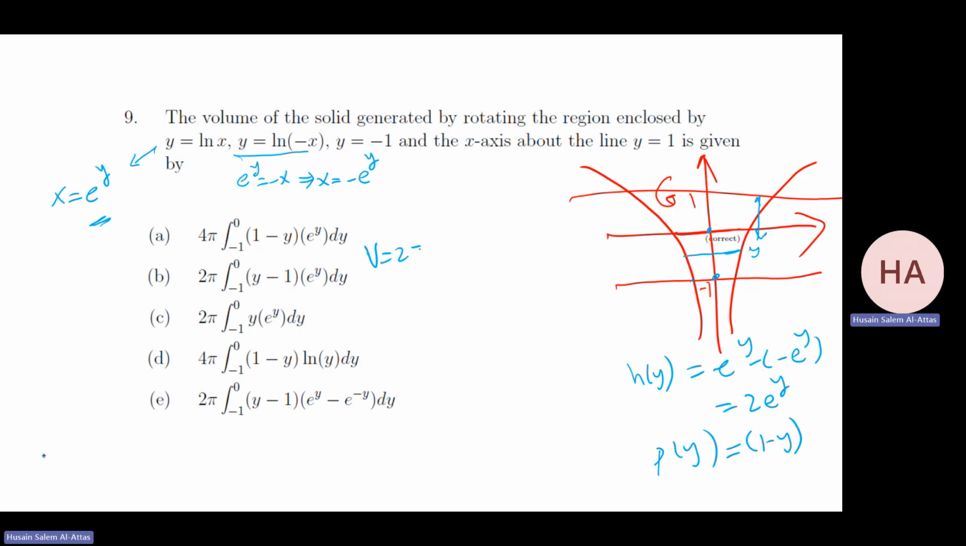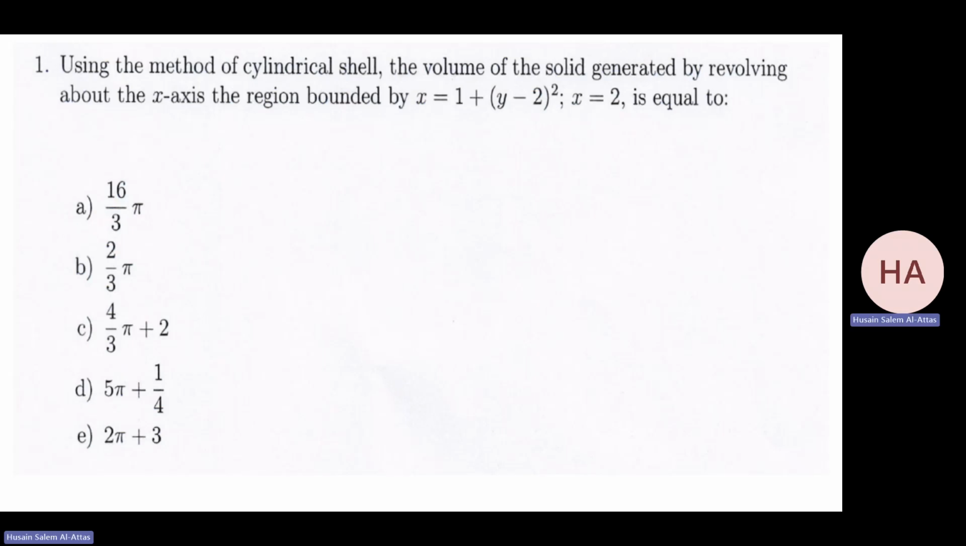So V would be 2 pi integral from -1 to 0 of 2e to the power y times (1 minus y) dy. Taking the constants out, that will be 4 pi integral from -1 to 0 of (1 minus y) e to the power y dy. Just write it the same way. Using the method of cylindrical shells.